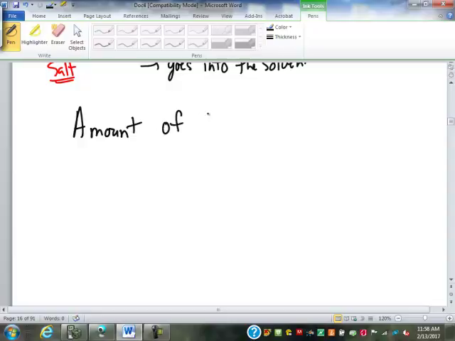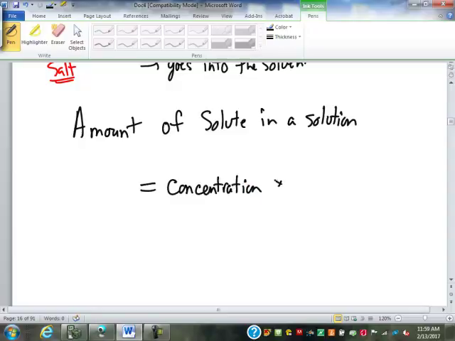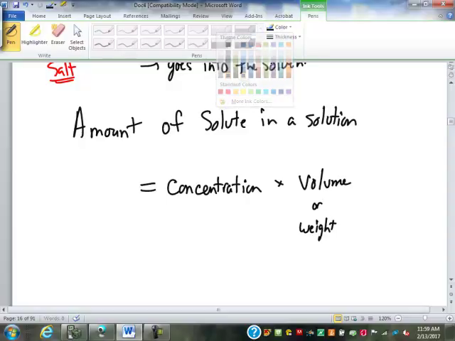So the amount of a solute in a solution is equal to the concentration times the volume. Now it could also be concentration times the weight or the mass. So the concentration, of course, is our percent as a decimal.